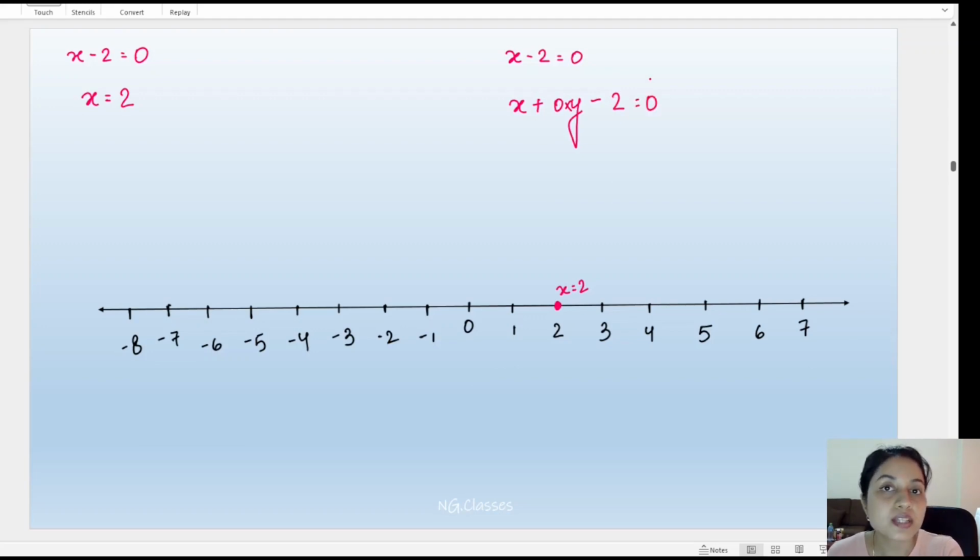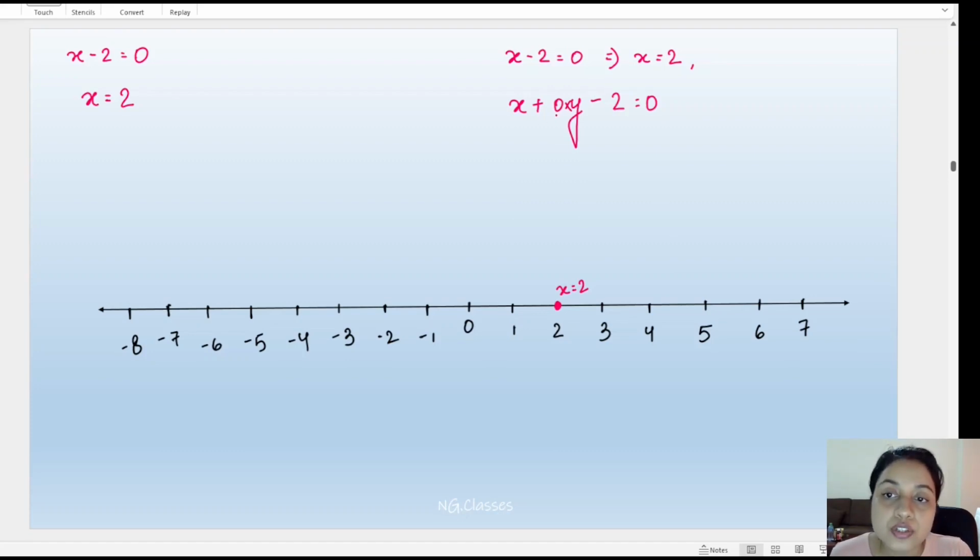Now how will we represent the solution of a linear equation in two variables on the Cartesian plane? As we know, a linear equation in two variables has infinitely many solutions. So whatever point or coordinate satisfies this equation is a solution of this equation. Here from the given equation we get the x value as 2. What about the y value? We will find that the x value has to be 2, y can be anything, and that point will satisfy this equation.